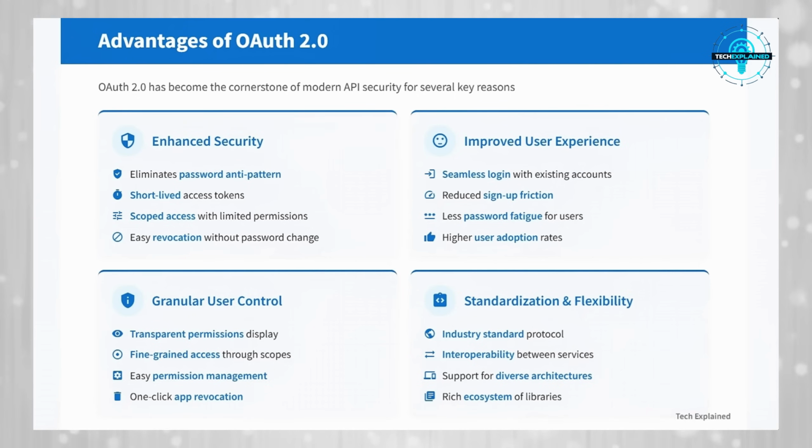These advantages have made OAuth 2.0 the de facto standard for API authorization, enabling the interconnected digital experiences we've come to expect while maintaining security and user control. But while OAuth 2.0 offers many benefits, it's not without its challenges. Let's look at some important security considerations.